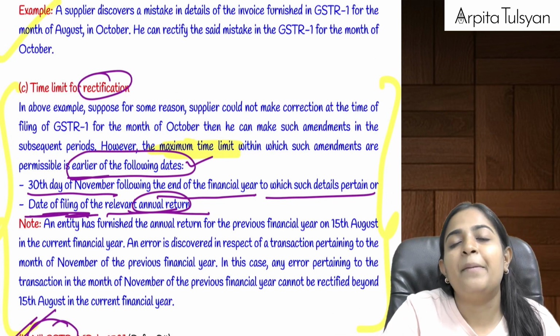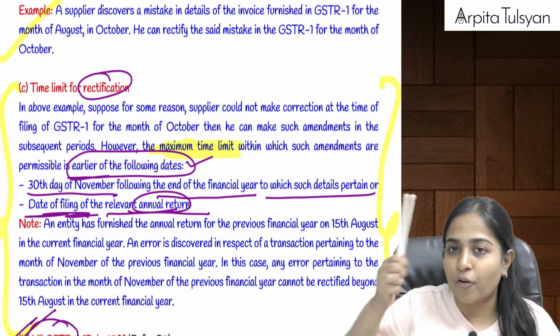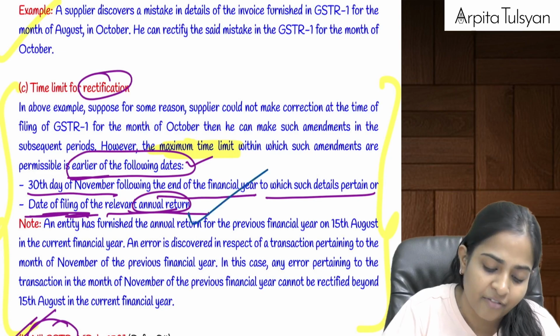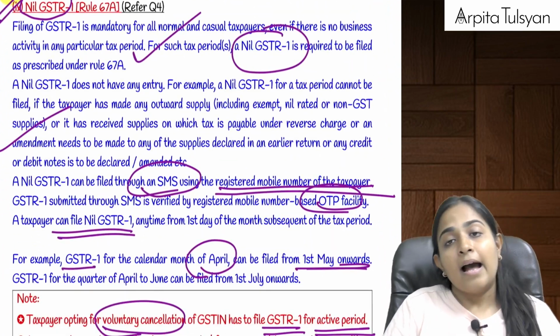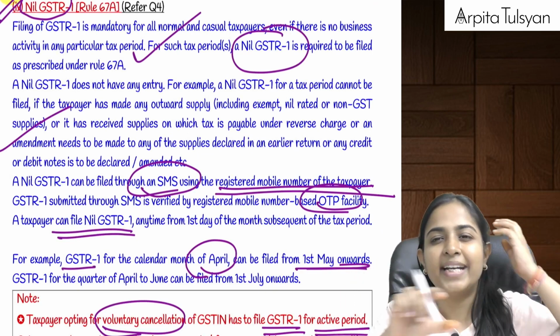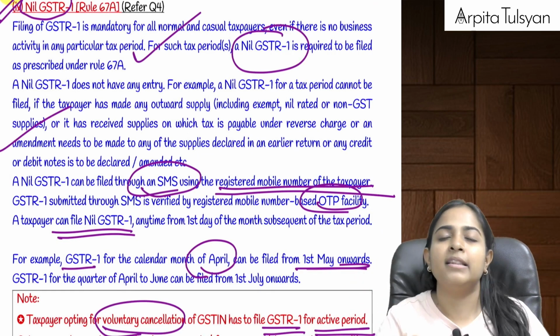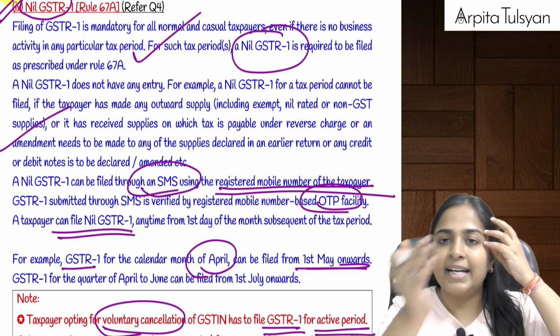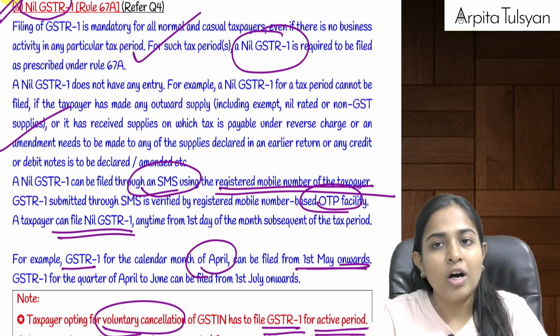What is the time period for doing the rectification? The time period for doing the rectification is 30th November of the next year, or the date of filing the annual return, whichever is earlier. There are some specific amendment tables provided in the return. In those tables you can put the data which you want to amend.